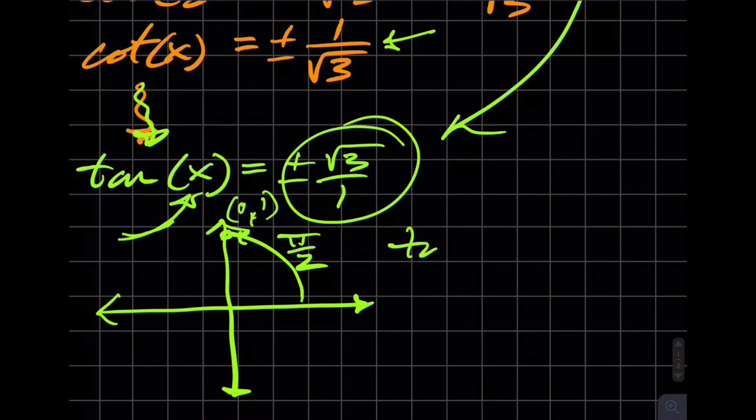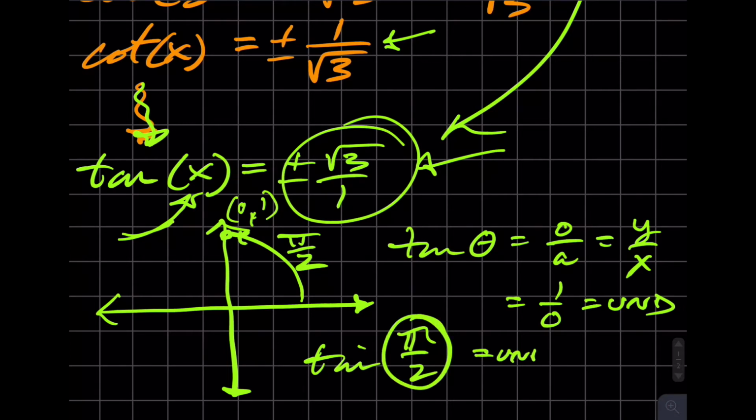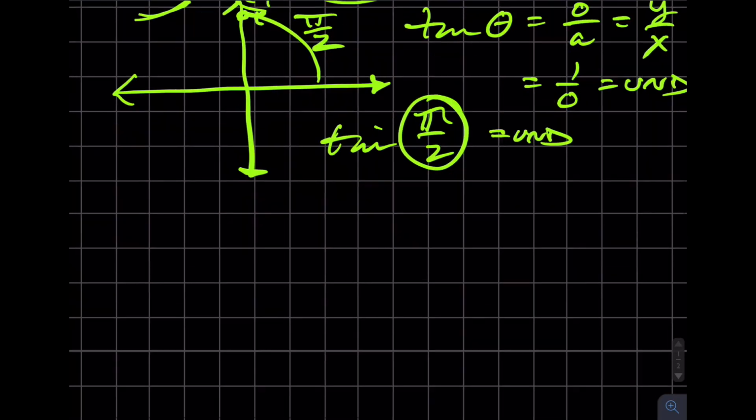And the tangent of any angle is opposite over adjacent, the ratio of the two legs. In this case, it's y over x, because we're on the unit circle, so I get 1 over 0, which is undefined. So no, pi over 2 will not result in radical 3 over 1. The tangent of pi over 2 is undefined. So no, pi over 2 is not a solution to this equation. All right.